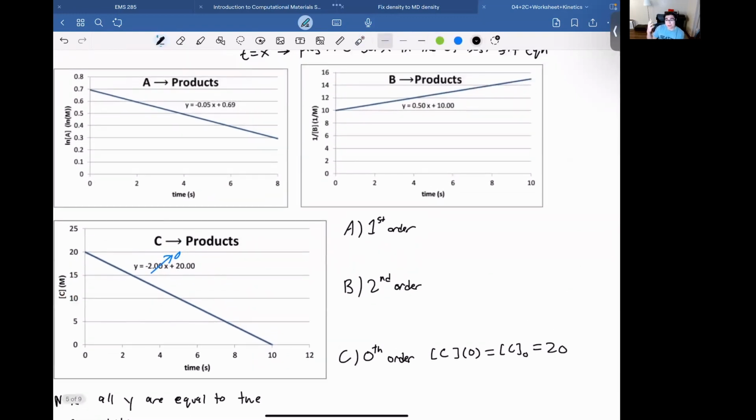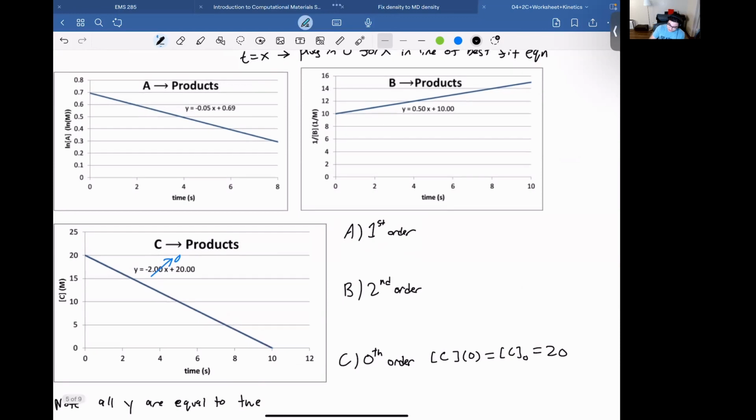Now, when we go to first order, please keep this in mind, right? Because it's not the same. For the first order, if you plug in 0, you get 0.69. The initial concentration is not 0.69. You would be wrong, right? When you're plugging in that initial concentration, think of this as a function of time. ln of the initial concentration here is equal to 0.69. ln of the initial concentration is 0.69, not the initial concentration.